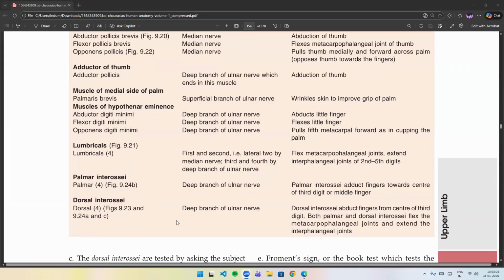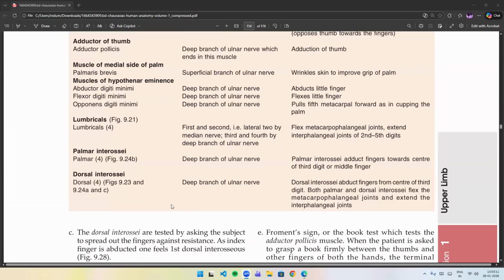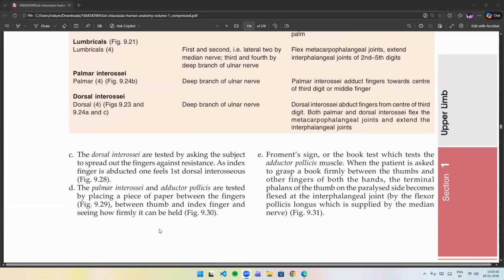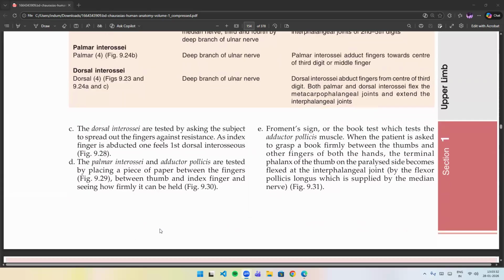Dorsal interossei, figures 9.23 and 9.24a and c. Nerve supply is from deep branch of ulnar nerve and actions are dorsal interossei abduct fingers from center of third digit. Both palmar and dorsal interossei flex the metacarpophalangeal joints and extend the interphalangeal joints. The dorsal interossei are tested by asking the subject to spread out the fingers against resistance. As index finger is abducted, one feels first dorsal interosseous, figure 9.28.